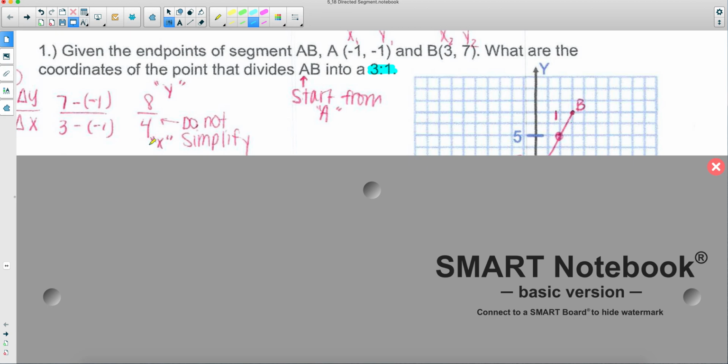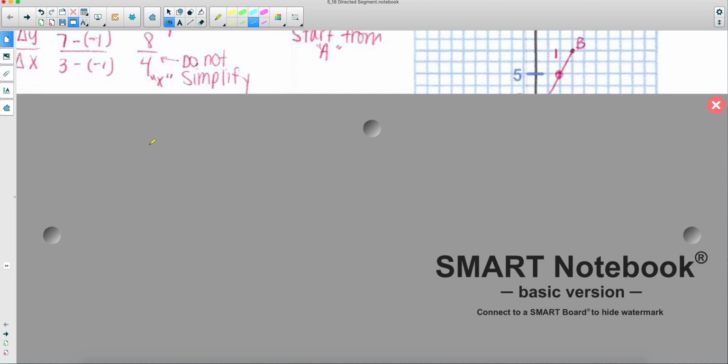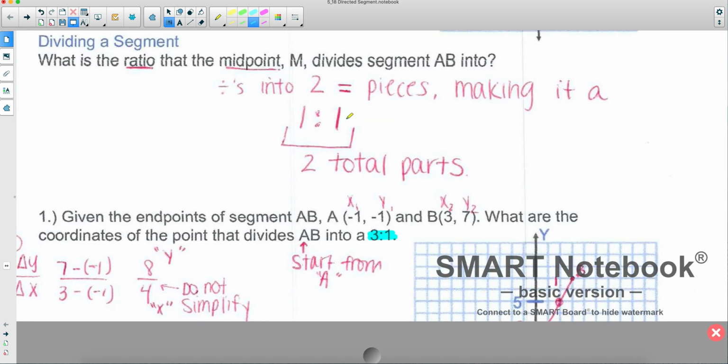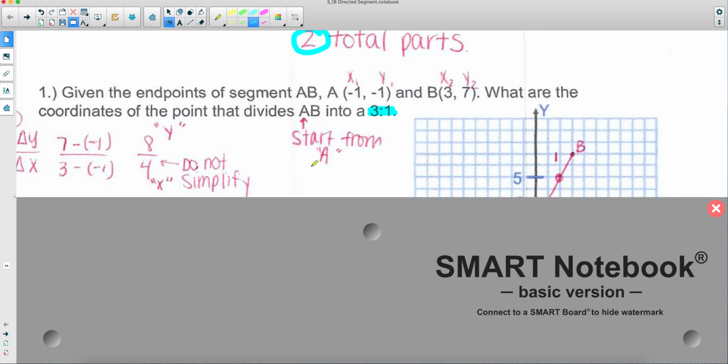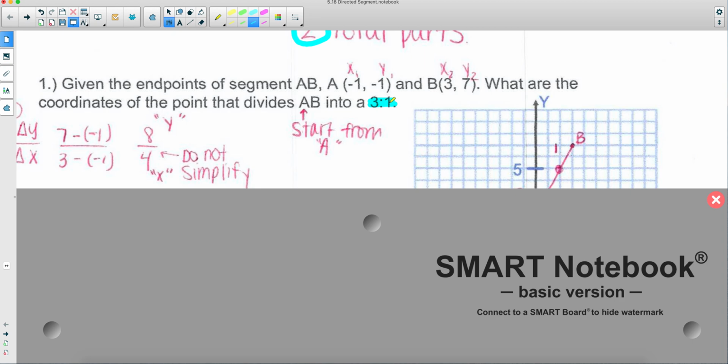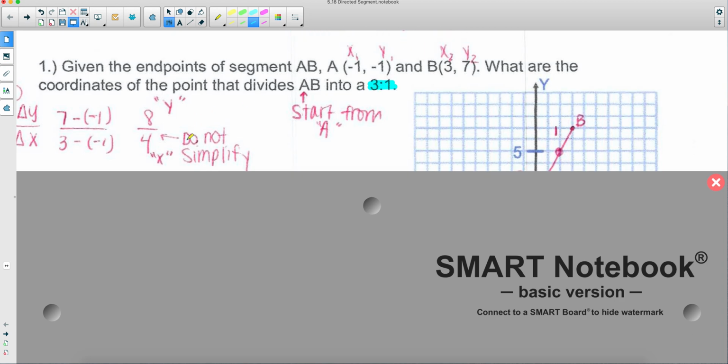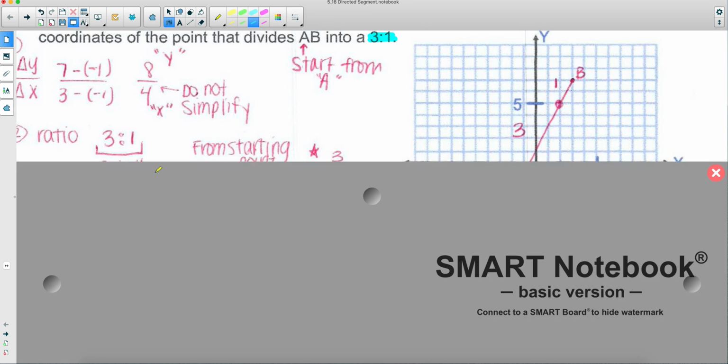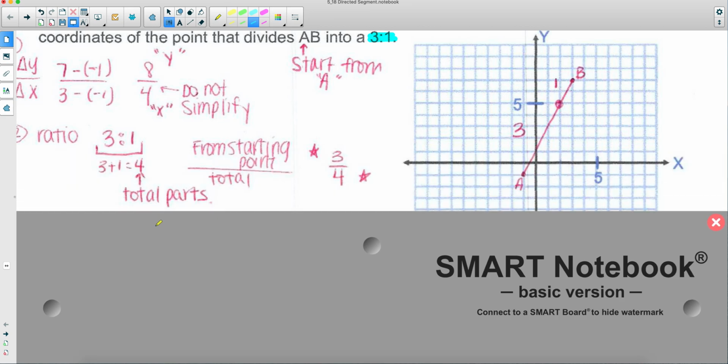Okay, so the next part is if it was midpoint, we would be finding half the distance. You'd be dividing by 2. Now think about how you get half from a ratio. The ratio is 1-to-1. How do I get half? Now remember, it's 2 total parts, and the first number, 1 over 2, is 1/2. So we're going to take this ratio, 3-to-1, and turn it into a fraction. The way we're going to do that is by taking the first part of the ratio and putting it over the total number of parts. So 3/4. This is going to be the fraction we're going to use.